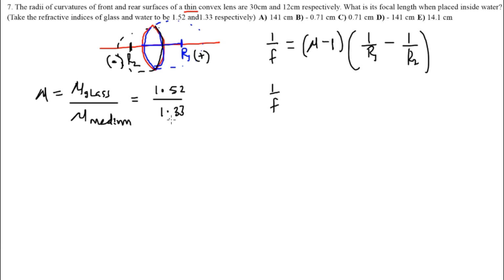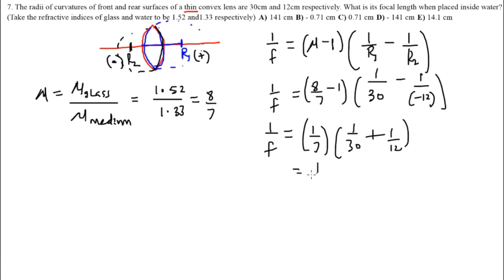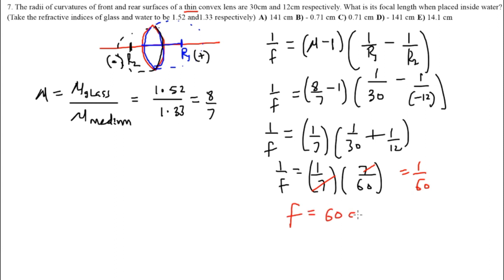1.33, and of course if you press this on the calculator, that's supposed to be 8 upon 7, which means that I'll have 8 upon 7 minus 1 into 1 over r1, which is 30, minus 1 over r2, that's minus, minus, which is 12. So I should have 1 upon f equal to 8 over 7 minus 1, that's supposed to be 1 over 7, into 1 over 30 plus 1 over 12. Then 1 over 30 plus 1 over 12 is supposed to be 7 over 60. So I have 1 over f, then this will cancel out 7 and 7, so I have 1 upon 60, which means that f, the focal length, is 60 centimeters.